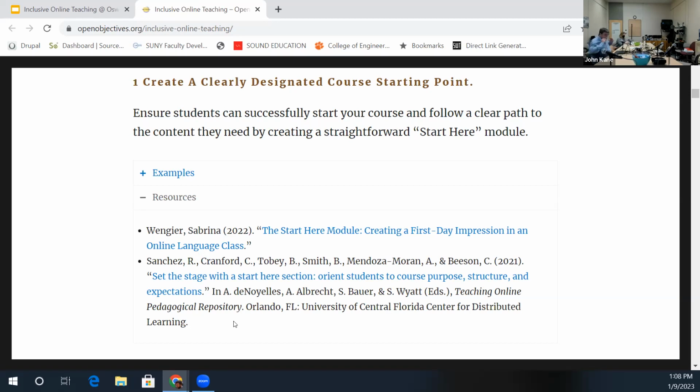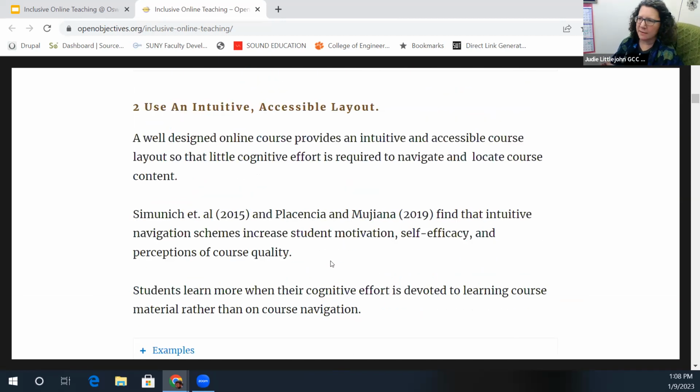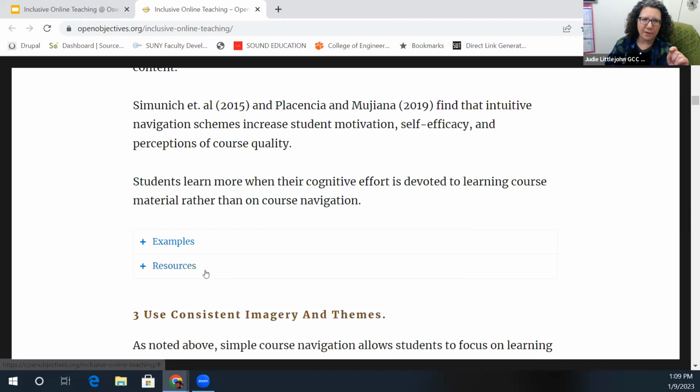So the more structure we can provide and the easier it is for students to navigate, the more they can focus their efforts on the things we'd like them to learn, rather than on trying to figure out which folder you stuck some things in at some point when it made sense to you, but it may not always make sense for students. Yeah, I think if you go down to the next examples, that's really what we were talking about now, the intuitive and accessible layout. If you click on examples.